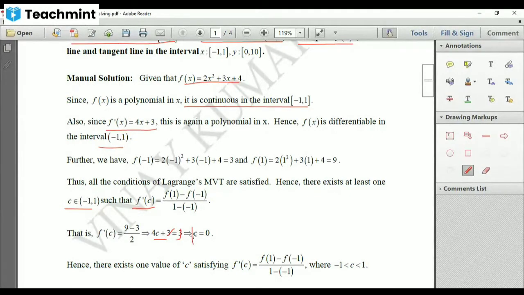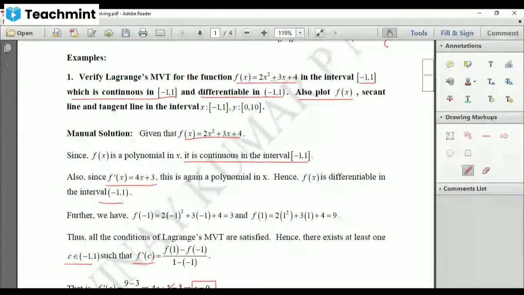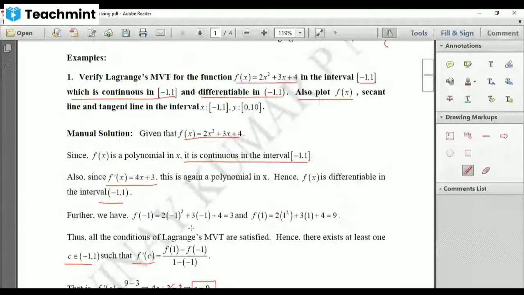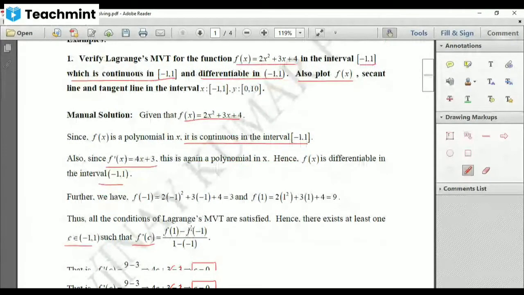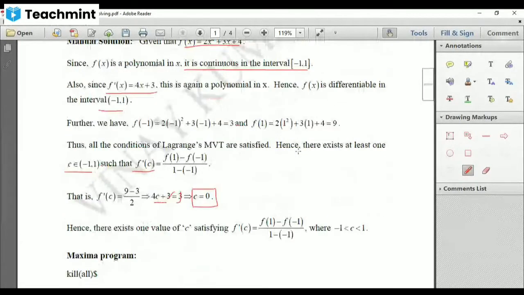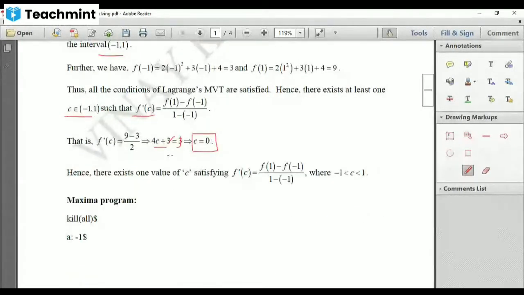So at 0, there exists a tangent to the given curve which has the same slope as (f of 1 minus f of minus 1) divided by (1 minus minus 1). It is equal to the slope of the chord drawn in between minus 1 and plus 1. So this is our required c value.